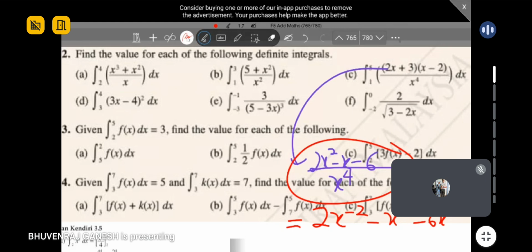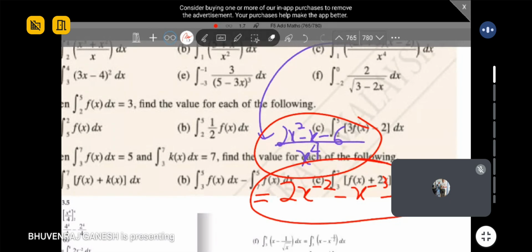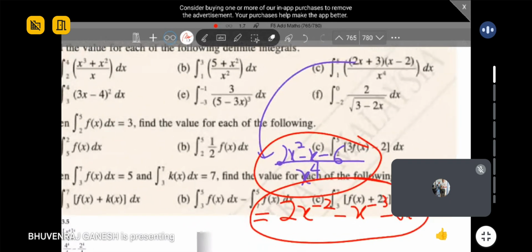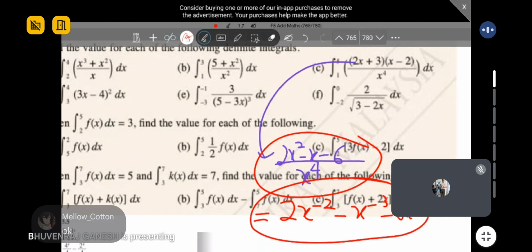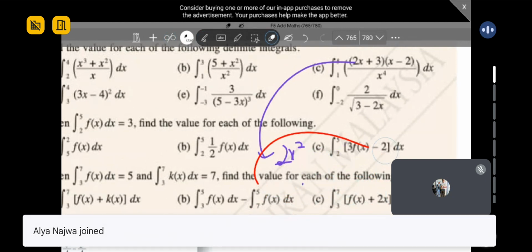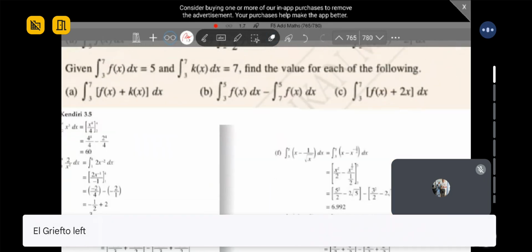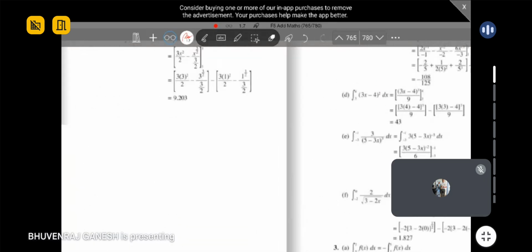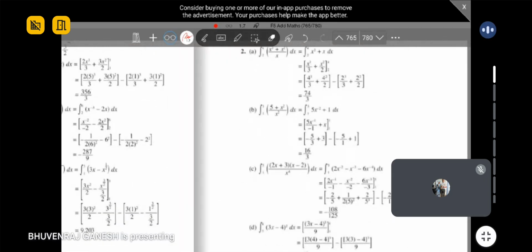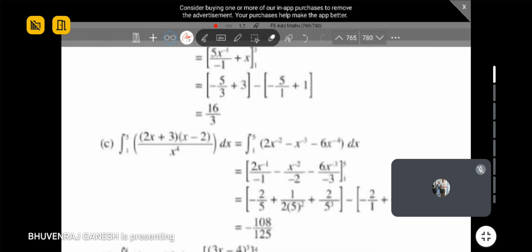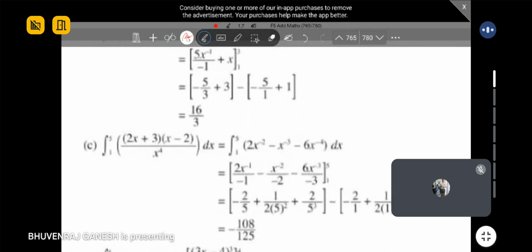Understand, guys? Can you all get it? So this is the equation that you all need to integrate. Understand? Can you all respond a bit? Okay, very good. So this equation, if you want to integrate, should be no problem. Basic integration. Alright, so you will get this one. Okay, this will be your answer. Alright, so your final answer is negative 108 over 125.